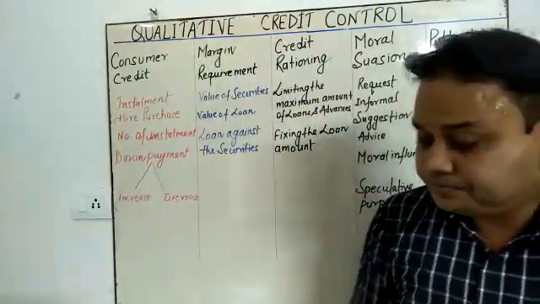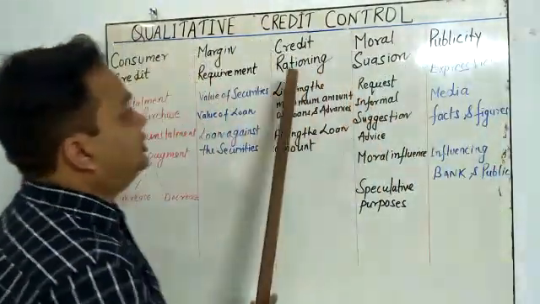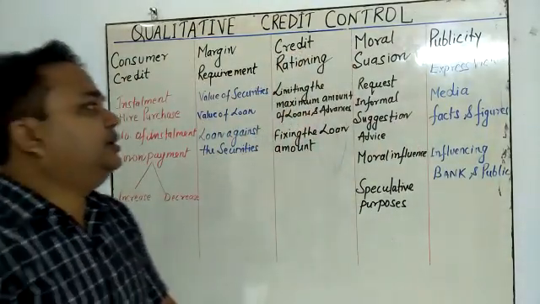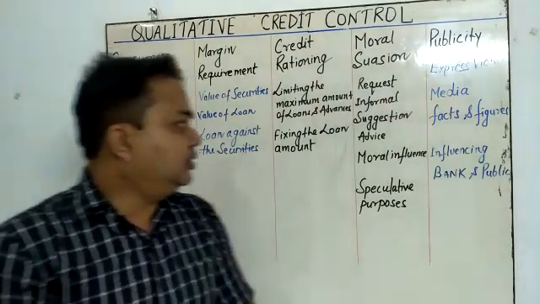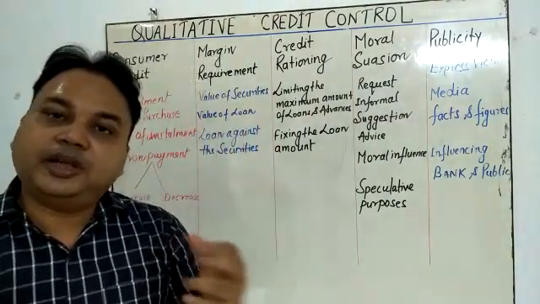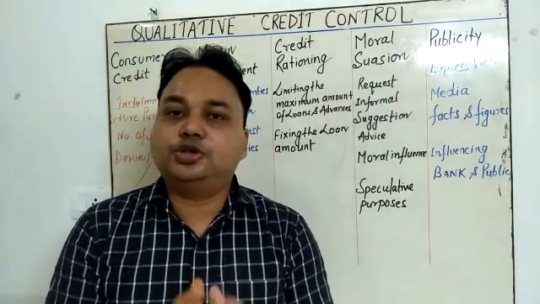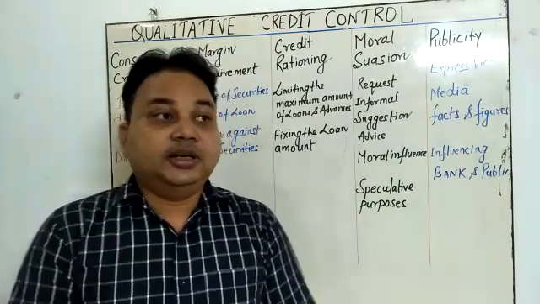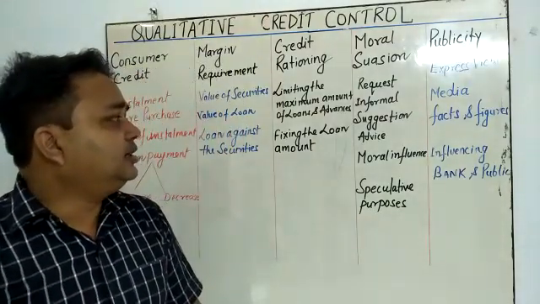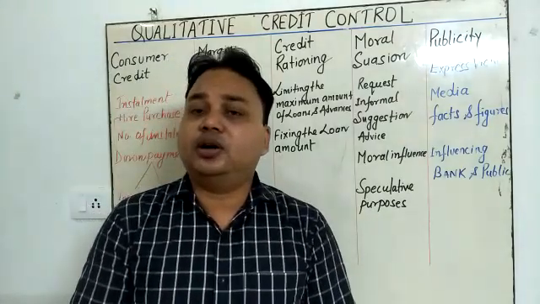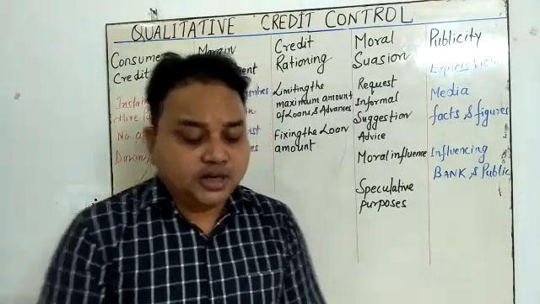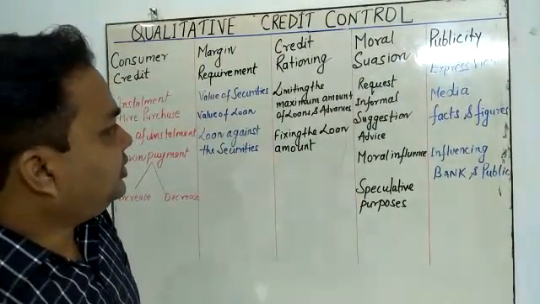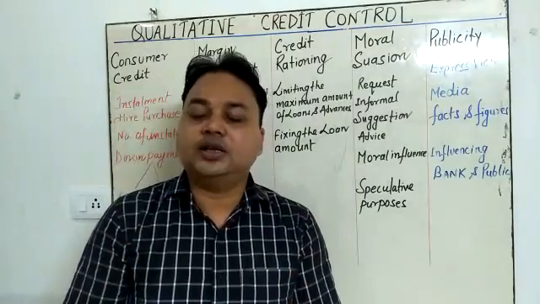Now come to the third point. The third point is credit rationing. Credit rationing means that you are limiting the amount. RBI also makes guidelines on what amount should be given to which criteria. That is called the limit. So you can say that the central bank also gives guidelines to the commercial bank about fixing the loan amount, and about limiting the loan amounts or advances to the commercial bank.